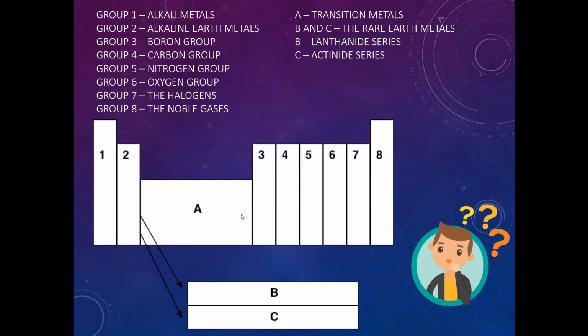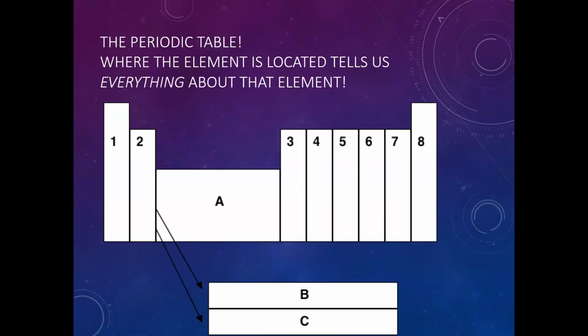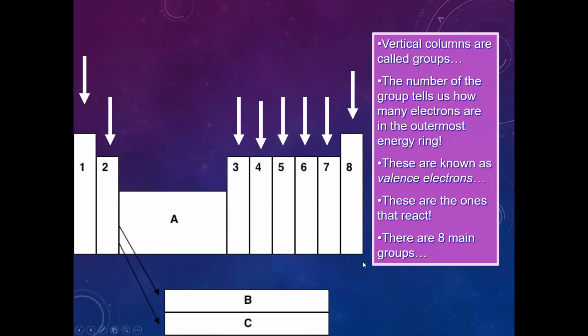Now this giant block here in the middle, that is our transition metals. And then we get down to the rare earth metals, the lanthanide series and the actinide series. So everything that we really need to know about the elements is given based on where they're at in the periodic table. So we know that the vertical columns are called groups.